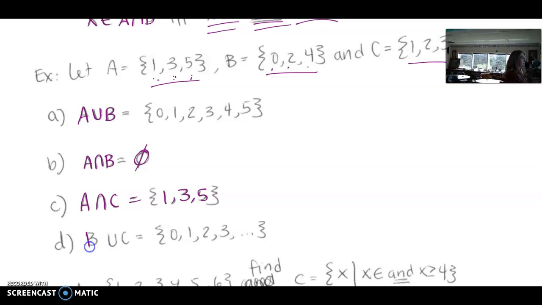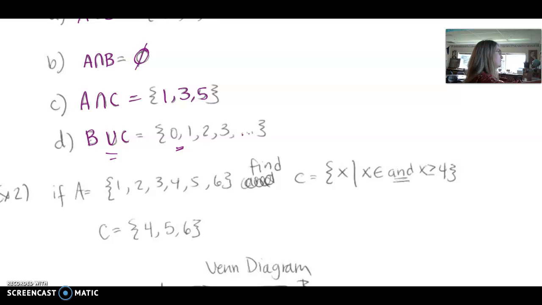And then B union C. Remember what that means again, it means or. What elements are in either B or C? So C includes all of the elements, like both 2 and 4, but it doesn't have 1. I'm sorry, it doesn't have 0. So we have to add the 0 to that set when we're talking about the union of B and C. And we have the dots to indicate that it keeps going forever and ever.